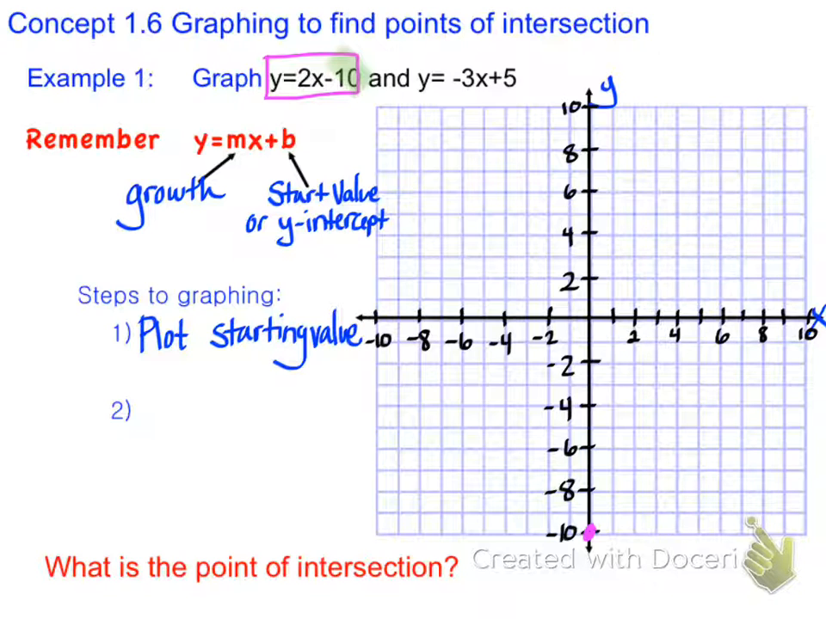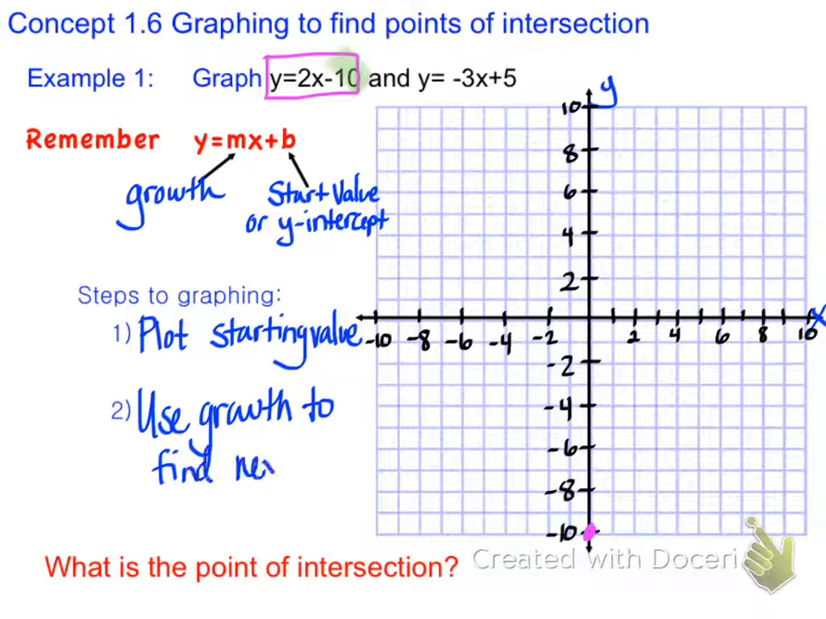Our second step to graphing these functions is to use the growth to find more points. So we're going to use the growth for this same rule, 2x minus 10, and in this case the growth is 2. So from point negative 10, I'm going to walk up 2, and I'm going to go over 1. That's because every time I go over 1, I have to grow by 2. So as I'm going to the right, I'm growing by 2 units up. That's what the growth stands for. So I'm going to grow by 2 and over 1. And I can do it again and again and plot an infinite number of points, really, by using this pattern.